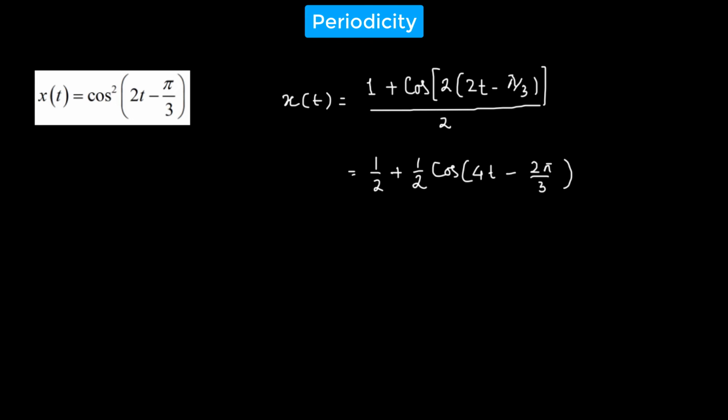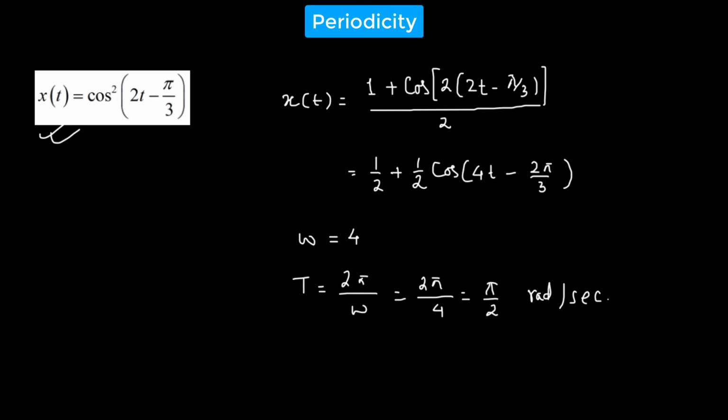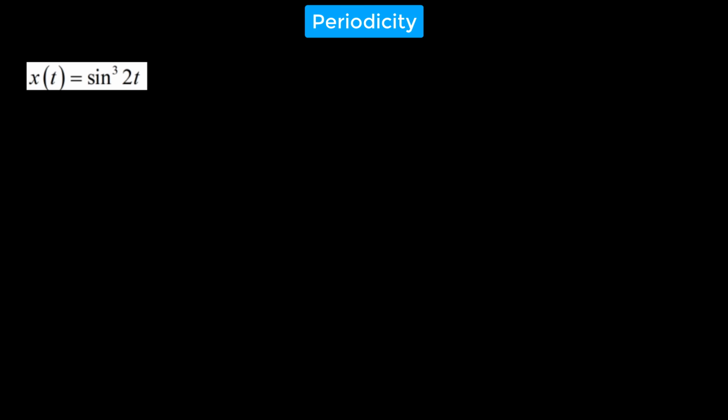So comparing with cosine omega t, we have omega equal to 4, so that gives us the period T, which can be computed by using the formula 2 pi over omega. So we have 2 pi over 4, which gives us pi over 2, and it's measured in radians per second. So this is going to be the period of this particular function.